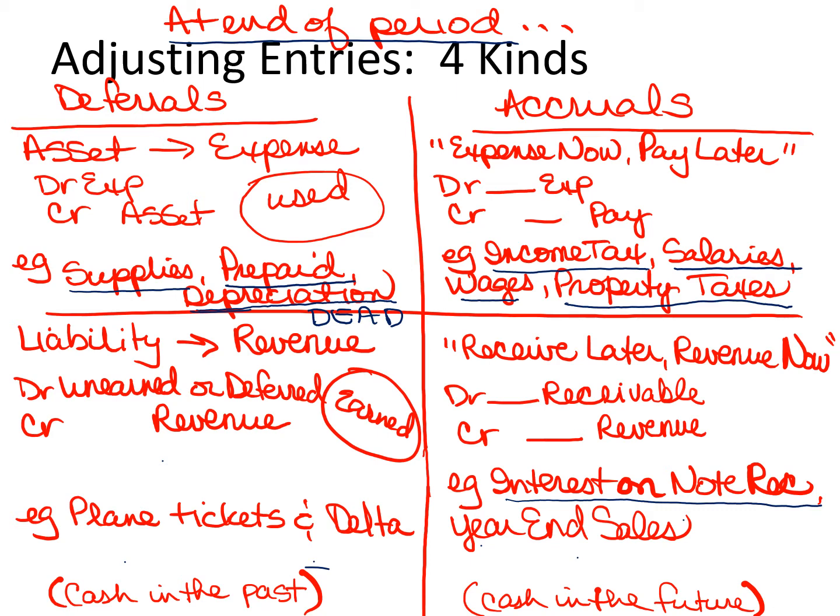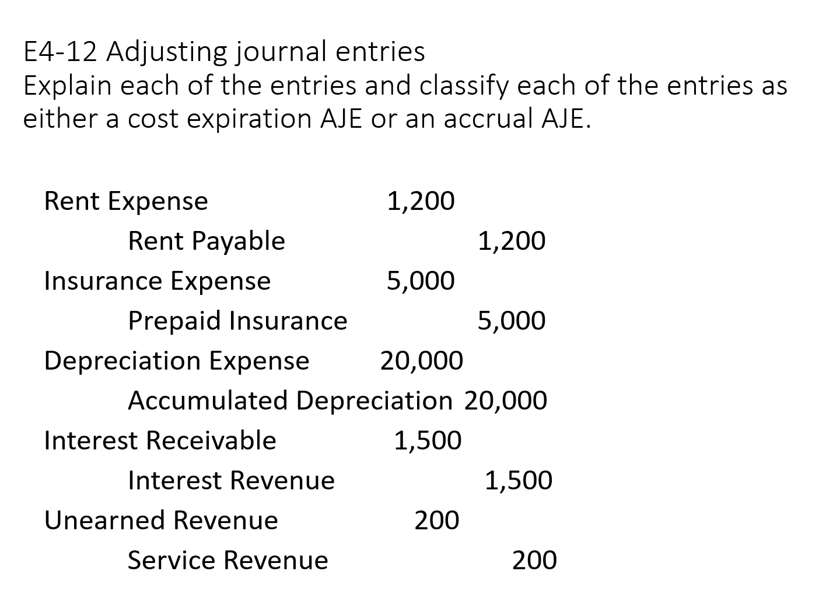Also, if you've earned revenue through the last day of the year, even though I haven't sent the bills to the customers yet, I've still earned that revenue. So I'm going to, at the end of the year, debit accounts receivable and credit sales or revenue because I've earned it. So let's see if any of this stuck by looking at some accounts.